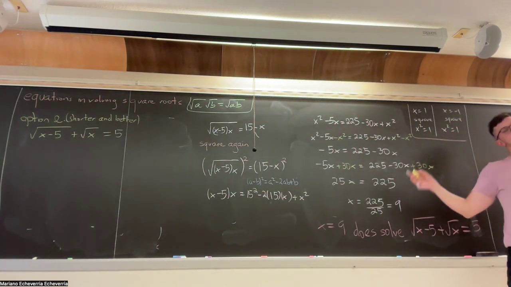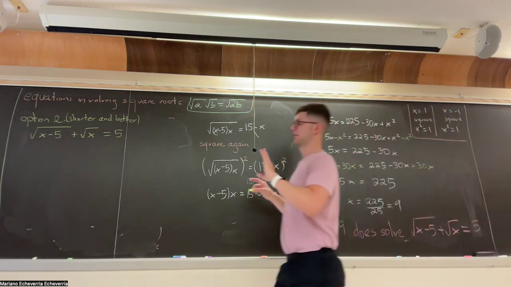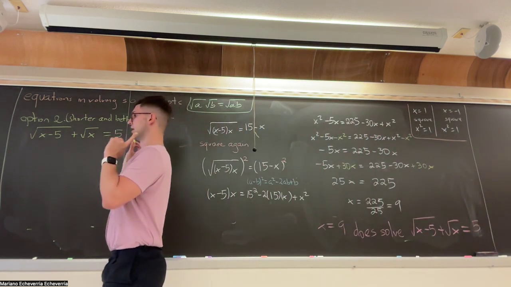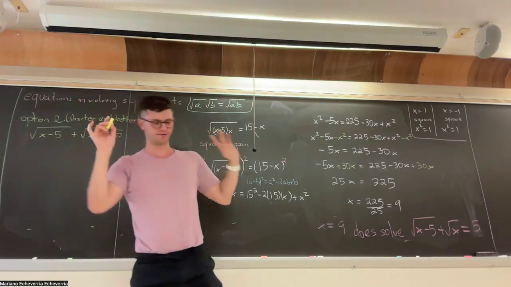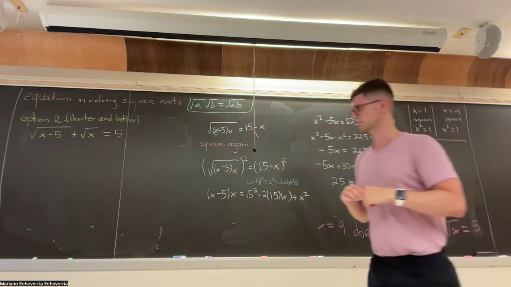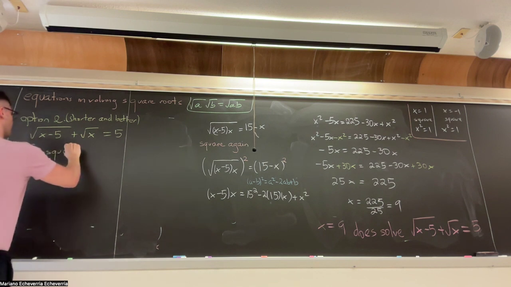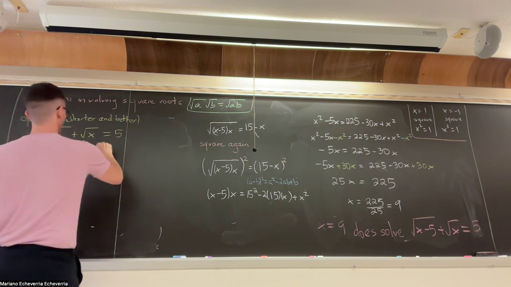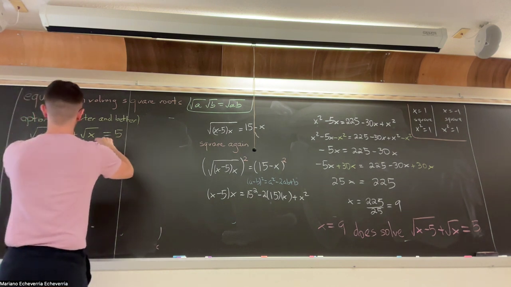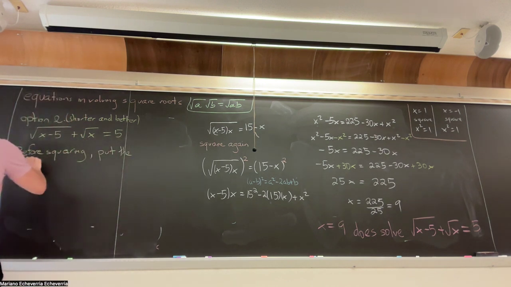The idea for the second option is that before you square, you rearrange the terms so that the terms with square roots appear on different sides of the equation. So the second option is that before squaring, you put the terms that have square roots on different sides of the equation.